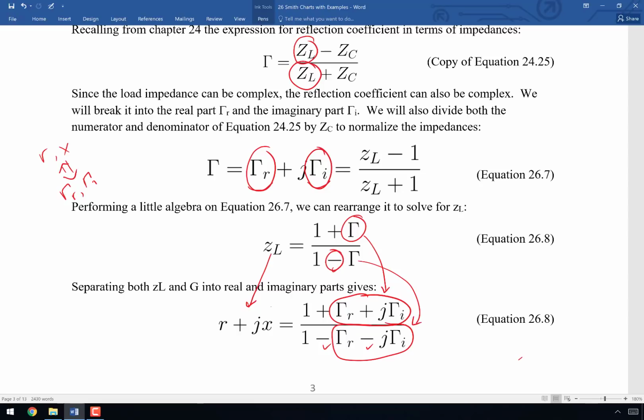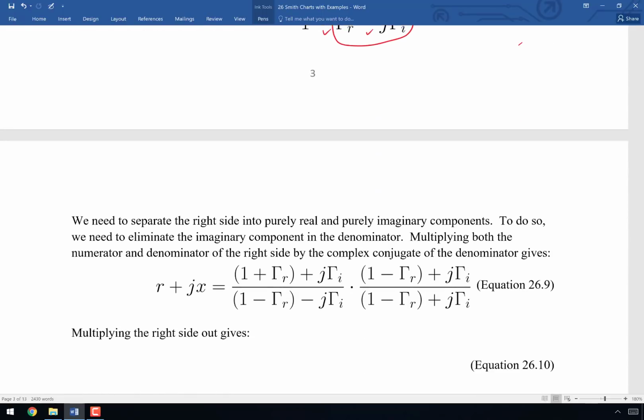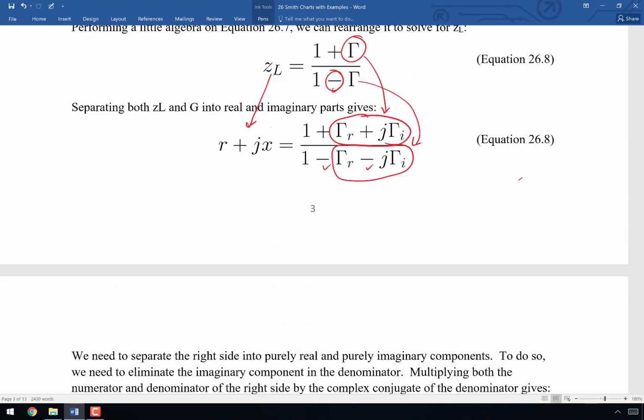So we now have an expression that again relates r and x to gamma r and gamma I. And as I mentioned just a minute ago, that's really the heart of the relationship we're looking at with Smith charts. So we need to separate the right hand side. I'm going to erase a couple of these circles. What we want is to separate the right hand side into a part that is purely imaginary and a part that is purely real.